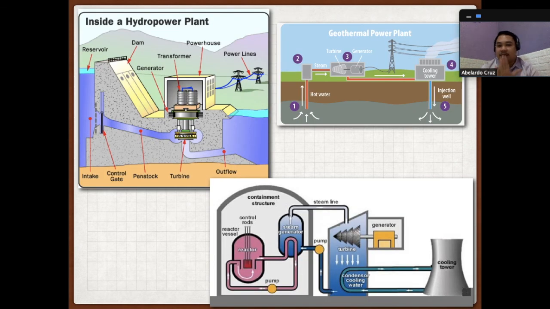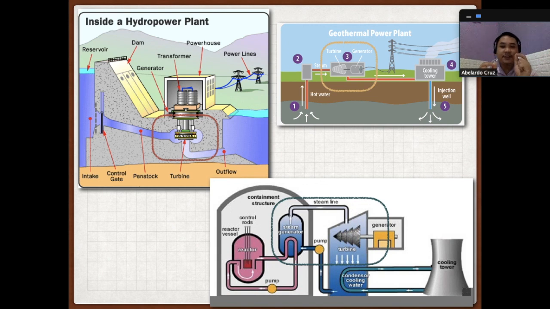Take note that inside a power plant, we can see a common denominator between a hydro power plant, a nuclear power plant, and a geothermal power plant. So here, you can see turbines. And once you say turbines, these are rotating magnets. Therefore, all of the supply coming from these power plants is alternating current.